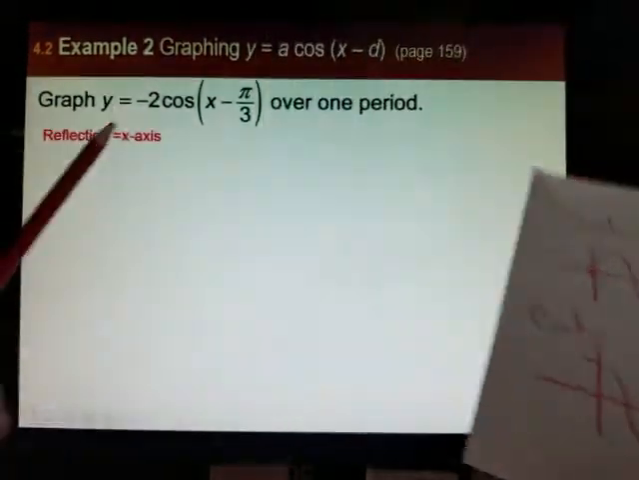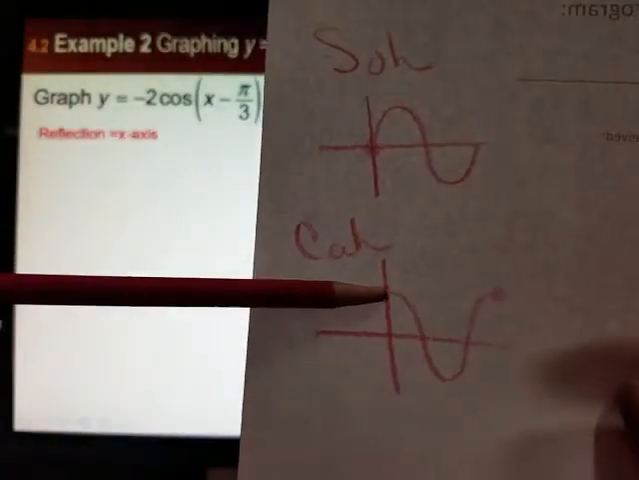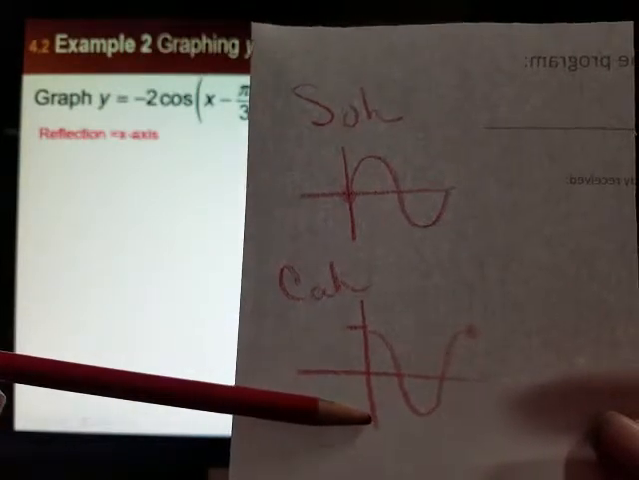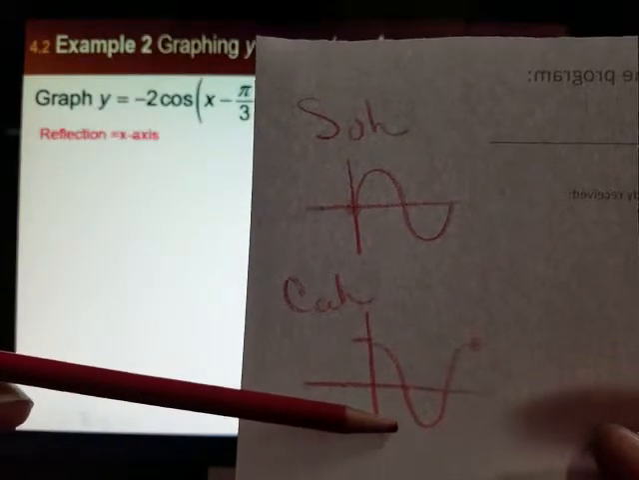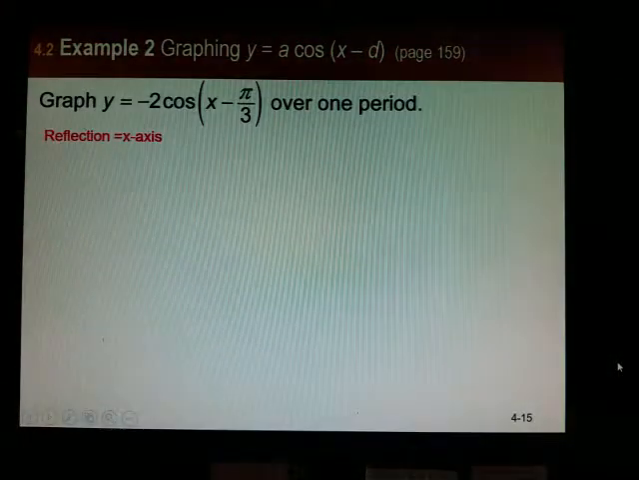But remember, it is also shifted to the right pi thirds. So instead of it starting here at 0, 2, it's going to come down here to 0, negative 2, but you're going to move it to the right pi thirds of a unit. So it'll be at pi thirds, negative 2, is where that first point's going to be. All right, let's do a little bit more work with that.